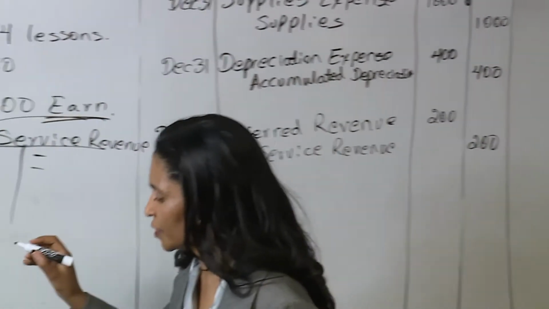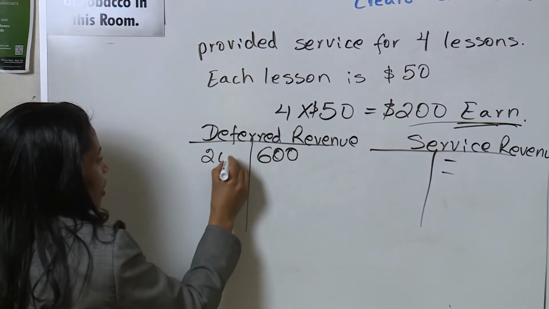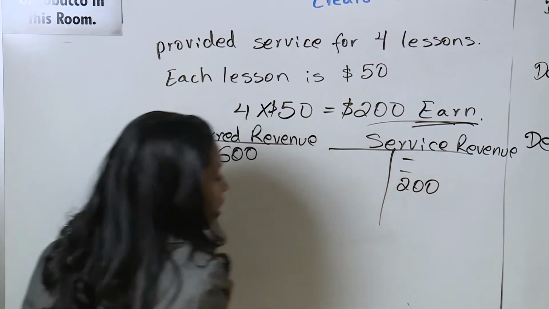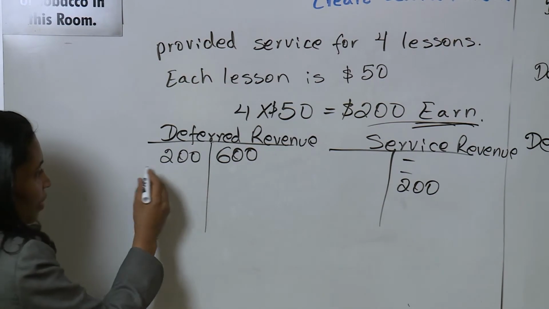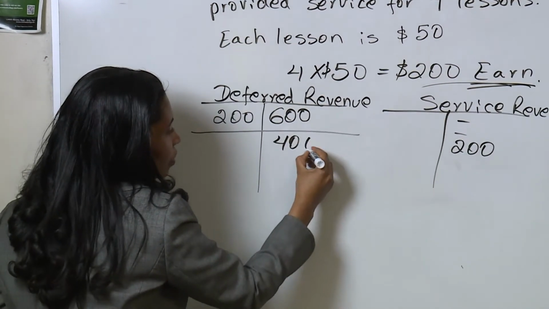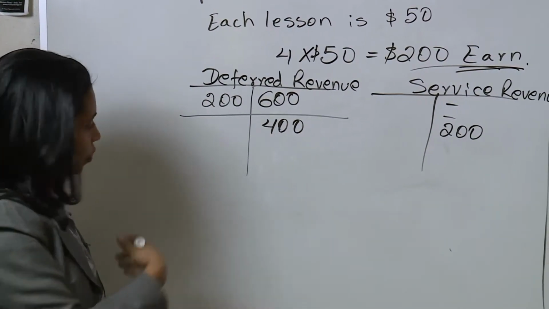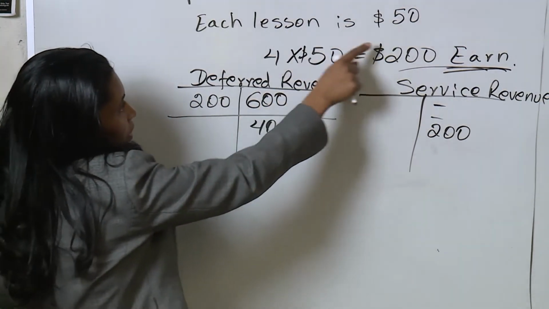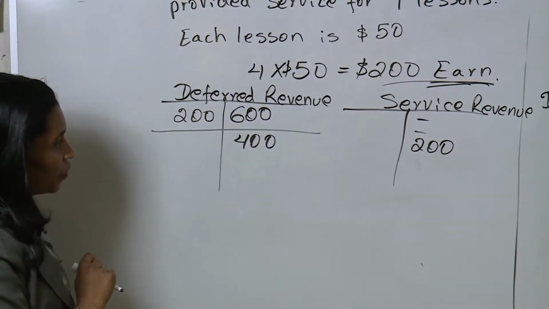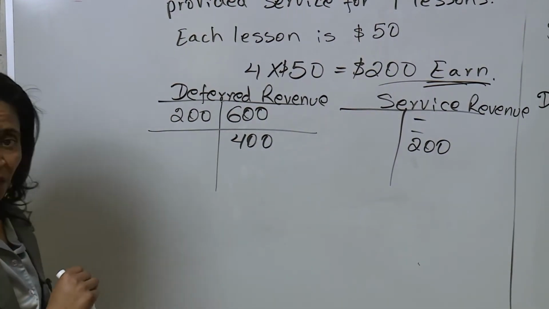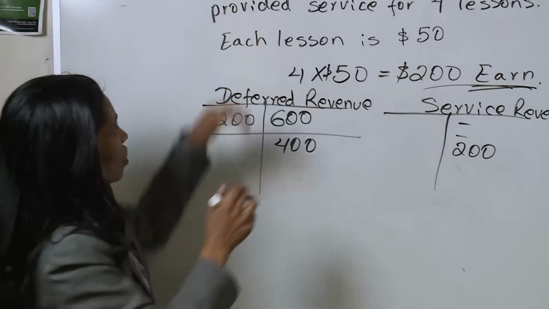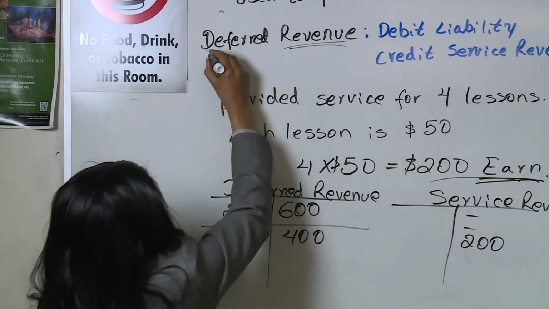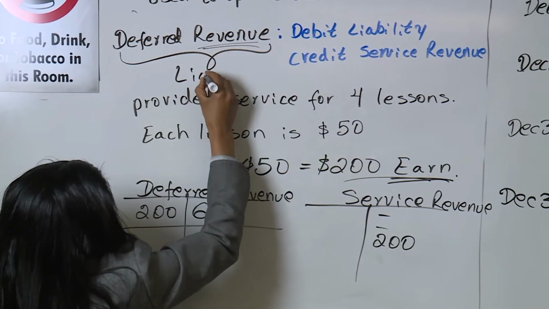So if I post this, what happens is 200 will be posted here and 200 additional amount will be posted there, so this becomes my revenue. Right now I'm going to owe only $400, which is the remaining eight lessons. But I earned the one that I gave the lesson for, and this is the deferred revenue. Deferred revenue, please don't be confused because there is this revenue word in it. It is definitely a liability.